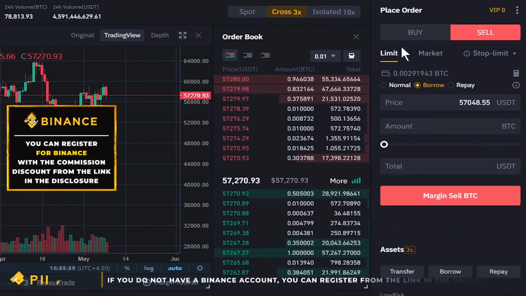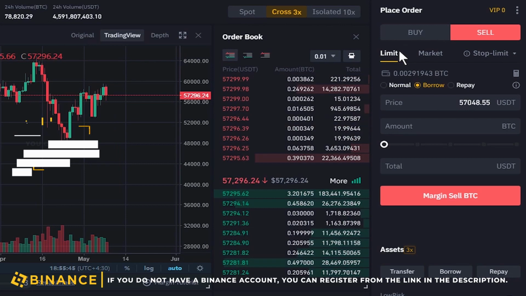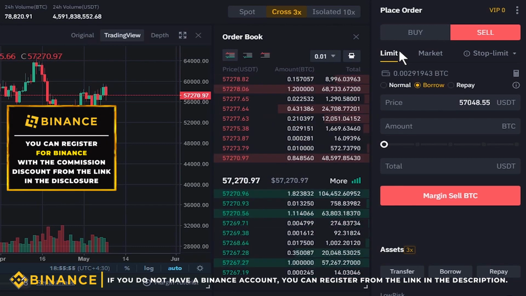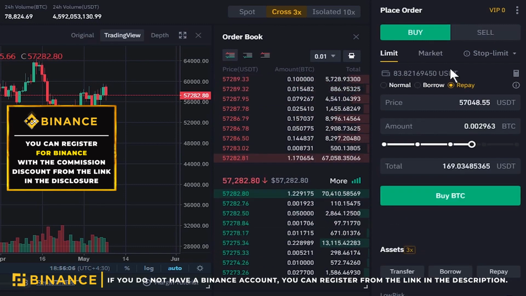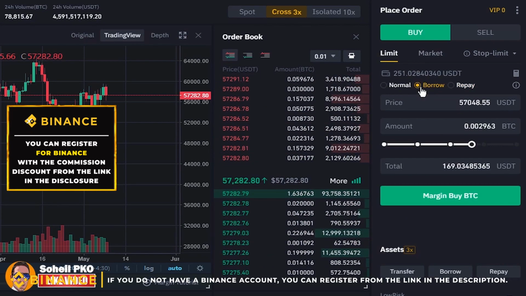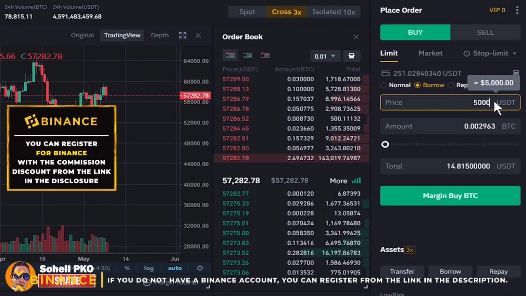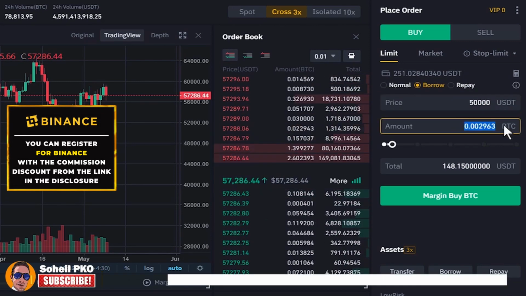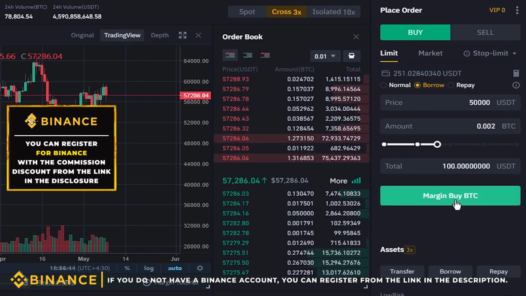Let me close this. And another point that I must mention here is that if we place an open order like limit order, when we cancel the order, the borrowed money is automatically repaid. Let me show you this with an example. Let's go to buy tab and limit order. I select borrow here. And let's place a limit order at 50,000, for example, with the size 0.002.